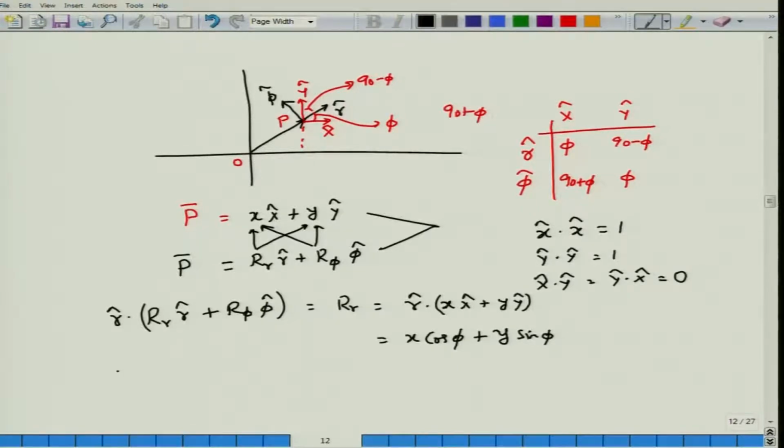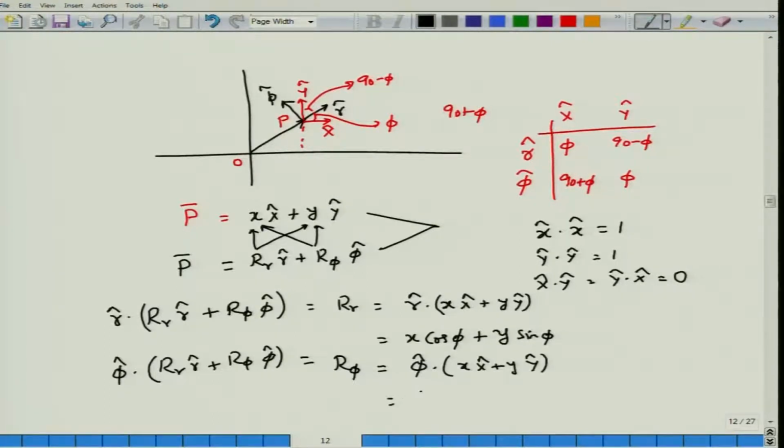Okay. Similarly, if I take the product with respect to phi hat, then I will get r hat plus r phi hat dotted with phi hat, which would be equal to the r phi component. Now you have to go to phi hat dot x hat plus y hat. So this you are going to get as x times phi dot x, and phi dot x will be cos of 90 plus phi, which would be minus sin phi.